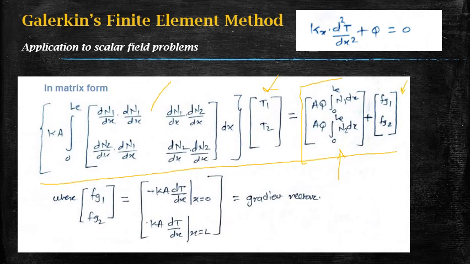This is a matrix containing gradient term. So just we have seen what is gradient term and how these gradient terms actually represent the physical phenomena. What we have done, we have written the equations in the matrix form.